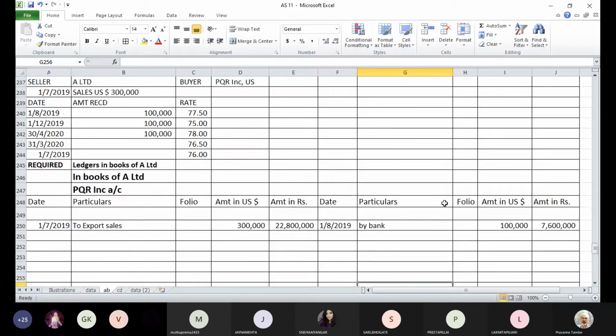Okay, fine. Now the second realization is on 1st of December 2019. Again, you have received $1 lakh. This time the dollar rate is 75. Our original booking was at 76, and now the dollar rate has moved down to 75. For an exporter, if the dollar rate falls compared to the date of sale on the date of actual realization, the exporter will lose out. So in this case, there will be a loss of 1 rupee per dollar that A Limited will suffer. So our entry will be bank account debit, FX fluctuation account debit to PQR account.